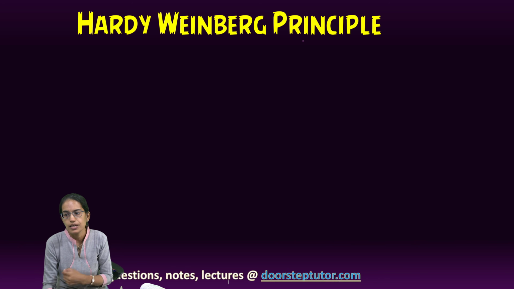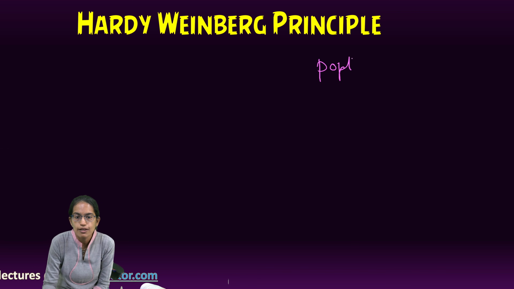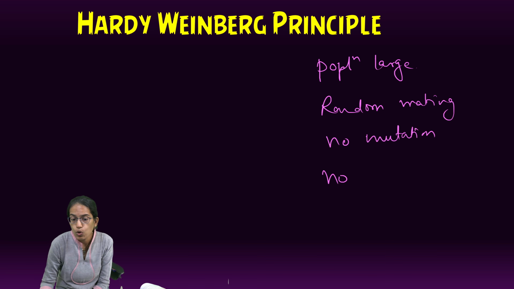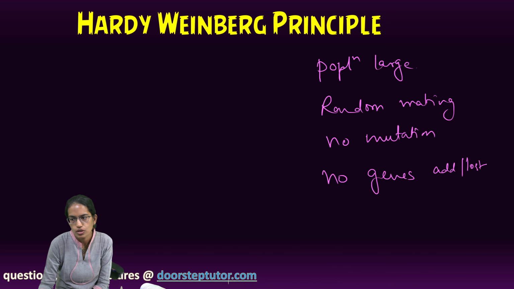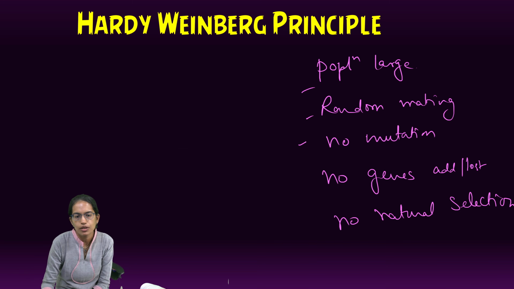So this principle says originally that the population has to be very large. There has to be always a random mating which occurs, no mutation, no genes should be added or should be lost. So no genes either added or lost, no natural selection. Clear? So those are the 5 important aspects that are taken into account.